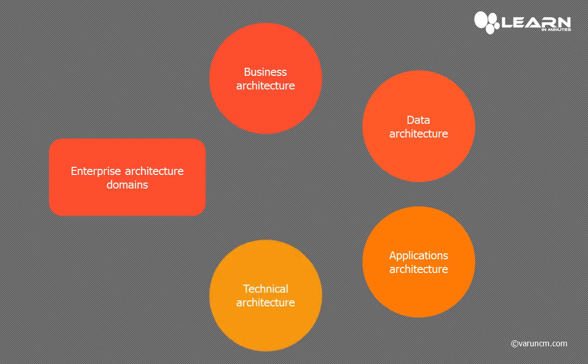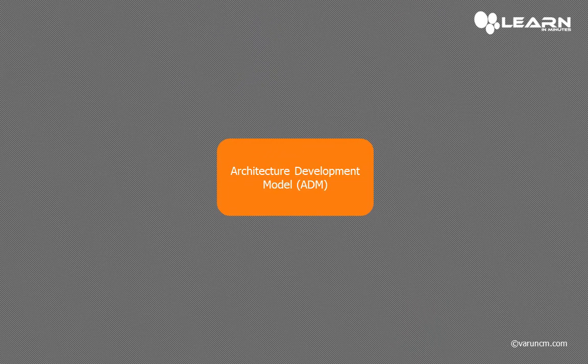The last area is the technical architecture, which describes the hardware and software and the other network infrastructure necessary to support the deployment of the application. The second pillar of TOGAF is the architecture development model, ADM. It is normally an iterative cycle which performs engineering to develop an actual enterprise architecture.